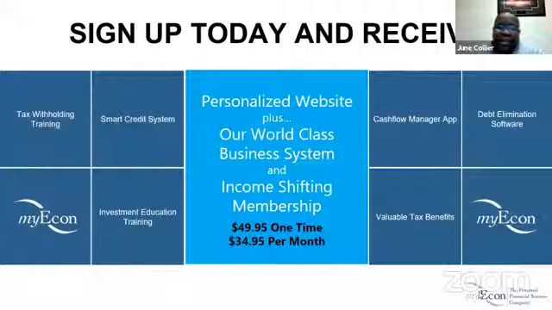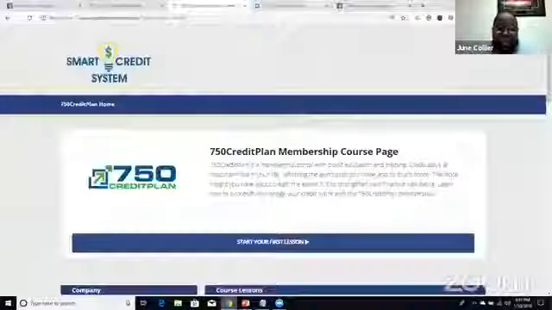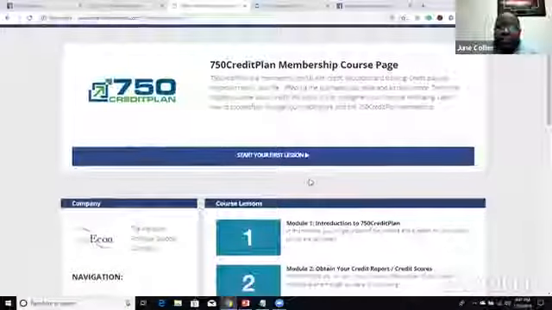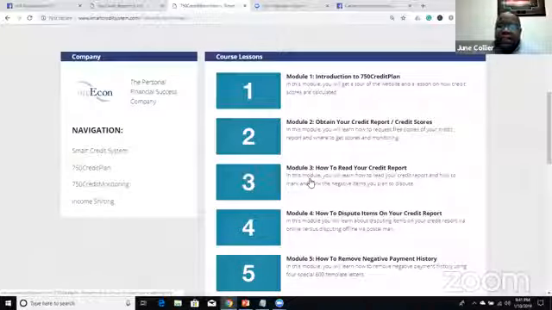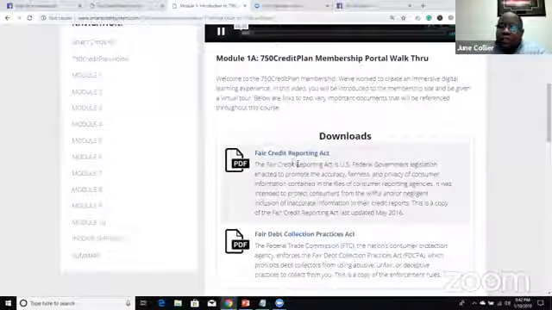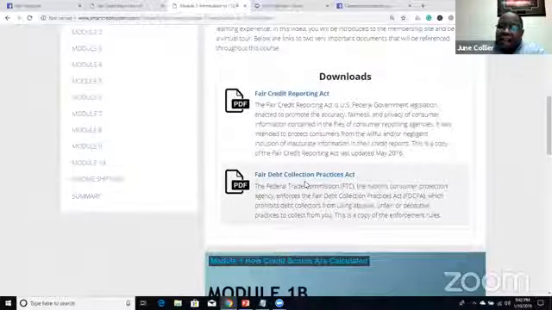Now, while I've got you here on the call, let's go and show you our smart credit system, just so that you can actually see what's in the tool here. So this is our smart credit system. We've got all of these different modules, and we show you how to pull your credit report and your credit scores. We've got the introduction to the credit plan, and here we even include the Fair Credit Reporting Act and the Fair Debt Collection Practices Act.